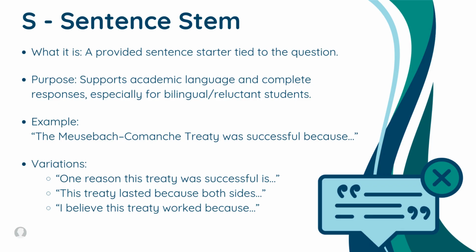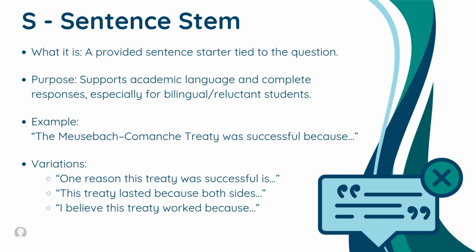The sentence stem is your built-in scaffolding. This is what helps students turn their thinking into academic language. Without a sentence stem, students may know the idea but struggle to express it clearly. This is especially important in social studies, where we want students using language like because, as a result of, one reason is. These stems support hesitant speakers, and even strong students may need practice with discipline-specific phrasing. The stem also ensures students respond in complete sentences, which directly supports their writing.